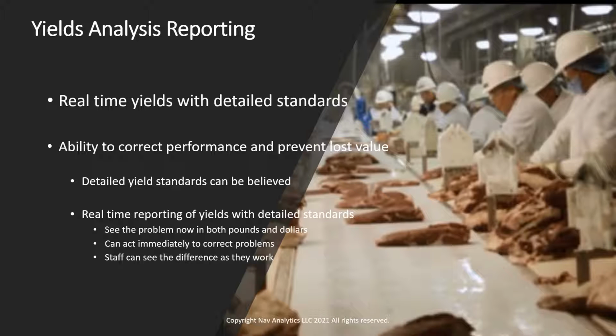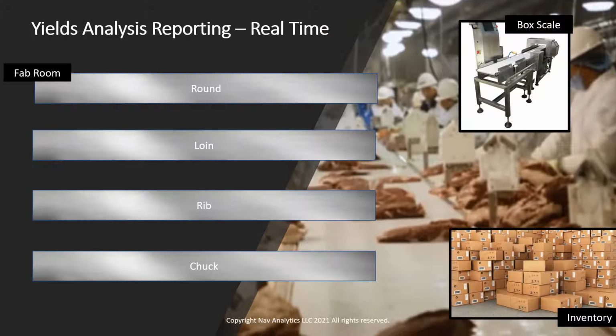The staff can see the difference as they work. As the staff make those changes, they can see those negative variances recover, and we start to see that we're hitting the standards exactly, so they don't have the negative variances we had previously.